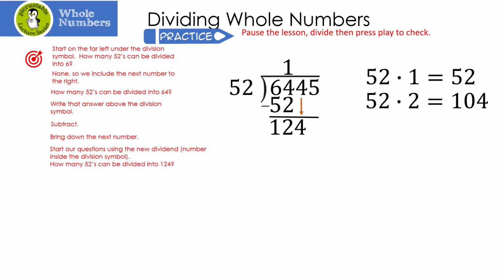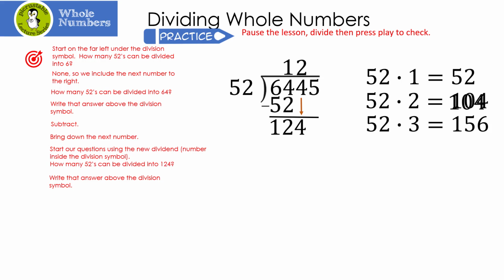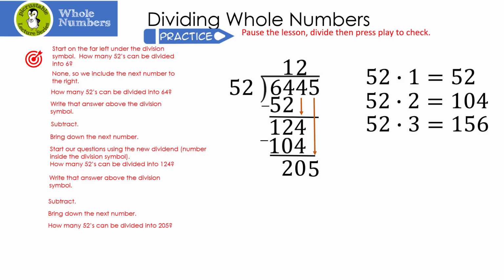Well, we can see that 52 times 2 is 104. 52 times 3 is 156, which is too big. We're going to write the 2, 52 times 2 is 104, above our division symbol. We're now going to subtract. 124 minus 104 is 20. We're going to bring down our next number, which is 5, and we start all over again. How many 52s are in 205?